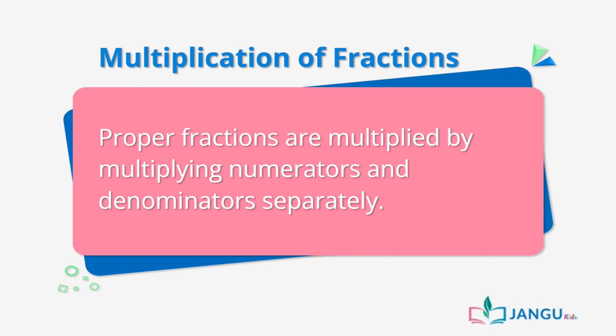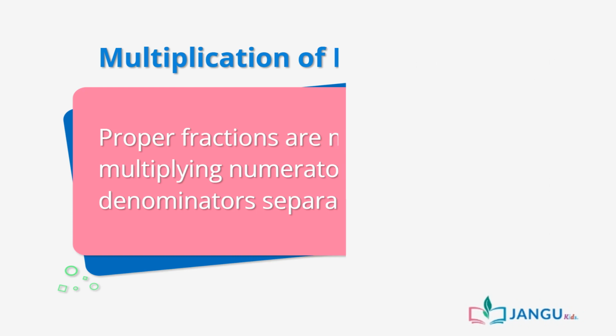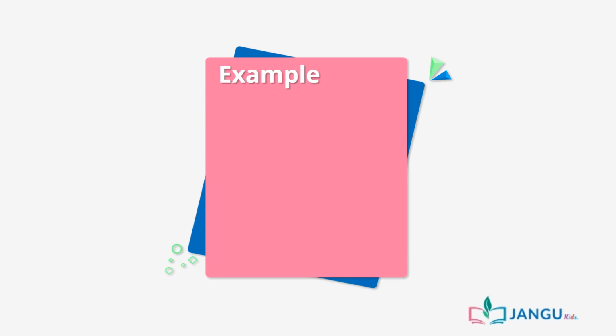Proper fractions are multiplied by multiplying numerators and denominators separately. For example, for 2 over 3 times 5 over 6, we can multiply the numerators 2 and 5, then the denominators 3 and 6. When calculated, we have 10 over 18.